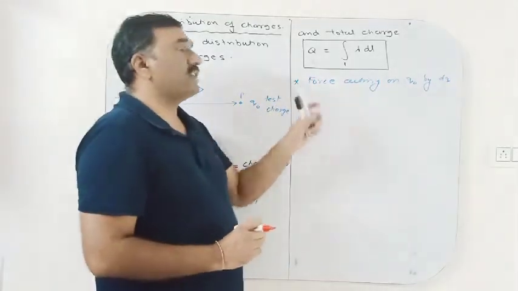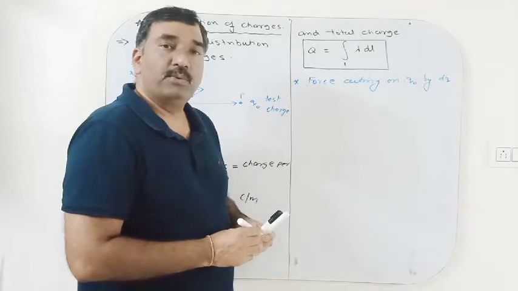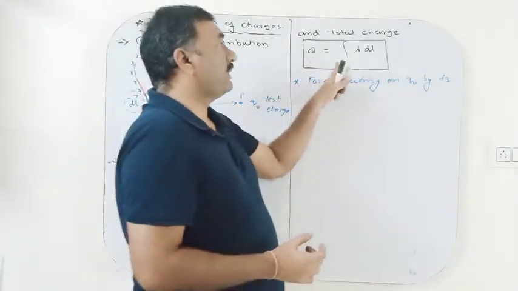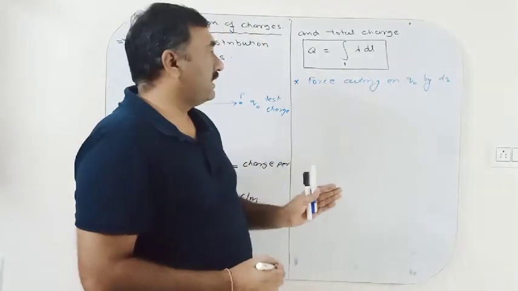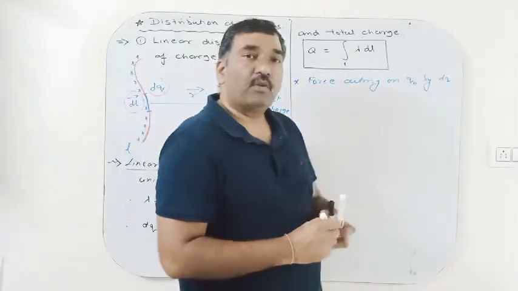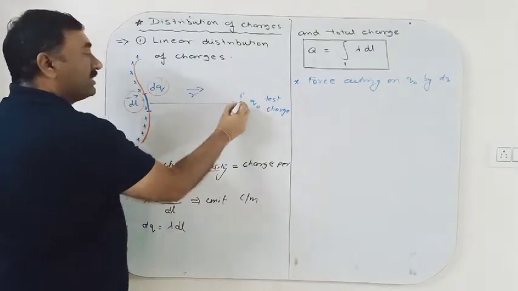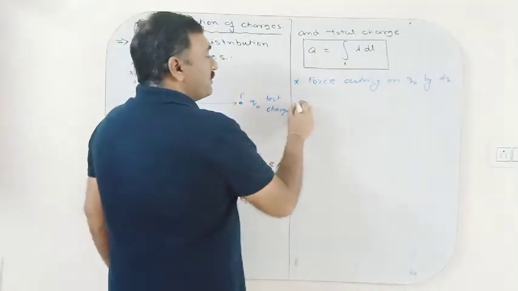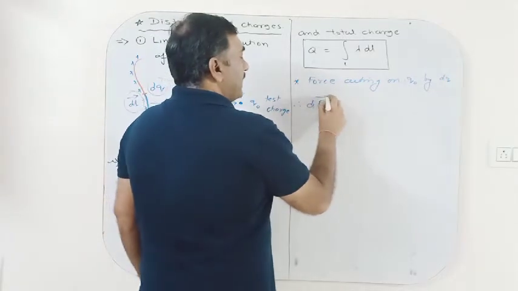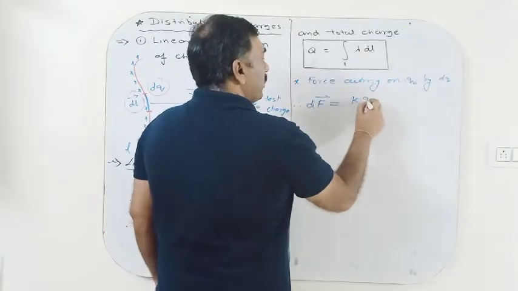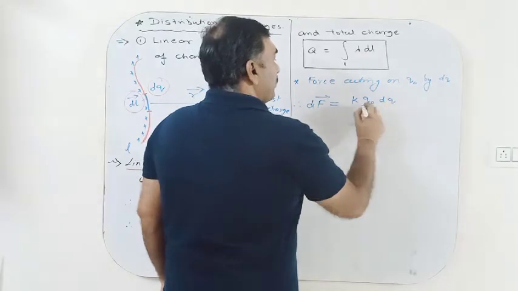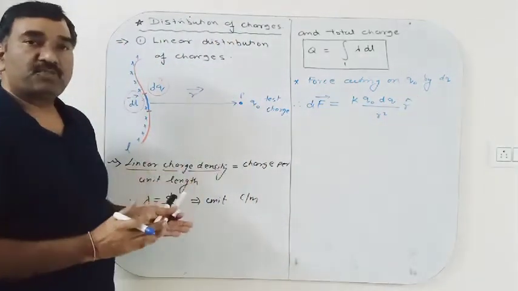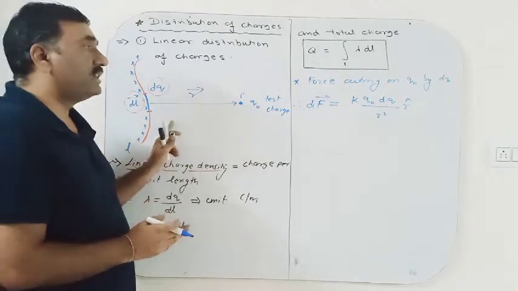Therefore, to obtain the total charge, you have to integrate over the linear distribution. So q is equal to the line integral of lambda dl. Now we have to find the force acting on the test charge q naught due to the small charge dq. According to Coulomb's law, the small force dF is equal to k q naught dq divided by r square in the direction of r caret. This is the small force acting on q naught due to dq.